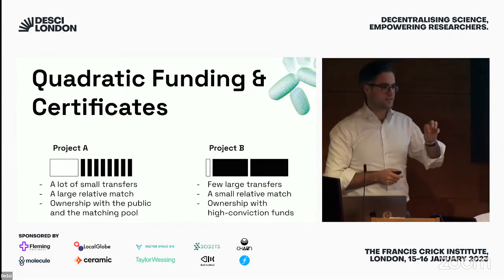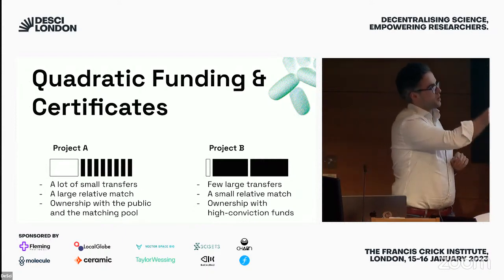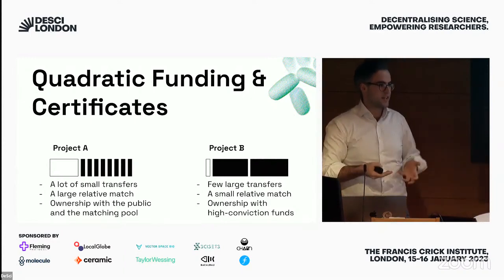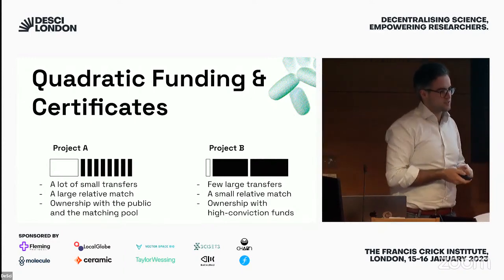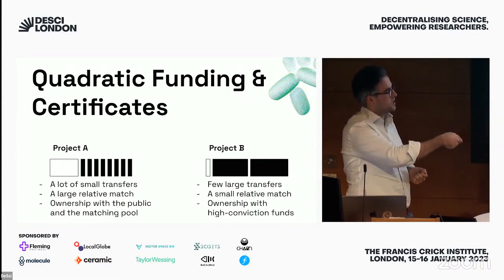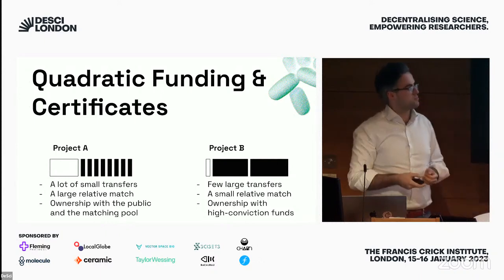Now, if that scientist has to eventually report to their shareholders, to the certificate holders, the Wellcome Trust here in gray would be the primary shareholder, as it should be, right? The science funding agency is the one that one should answer to if they end up being the funder of the science. So we have a lot of small transfers, a large relative match, and ownership is with the public and a large matching pool provider.